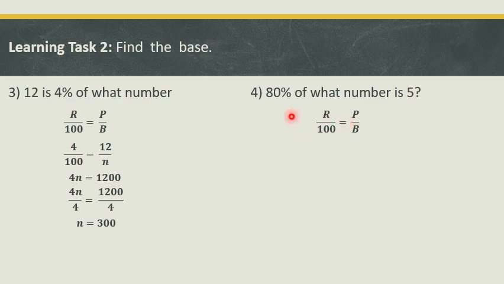Then, sa number 4, so, ganun lang din uli. So, 80% natin is R. Ang 5 natin is yung percentage. Ang nawawala is yung ating base. So, yan. Then, apply yung cross-multiply. So, 80 times N is 80N. 100 times 5 is 500. Then, saan natin i-divide? Sa 80. So, 80N divided by 80 is N. 500 divided by 80 is 6 and 25 hundredths. O, 6 and 1/4.